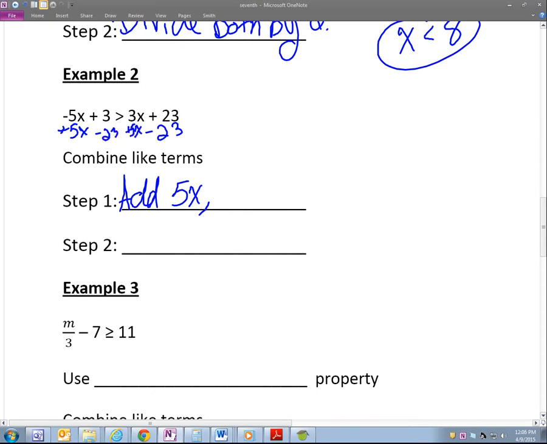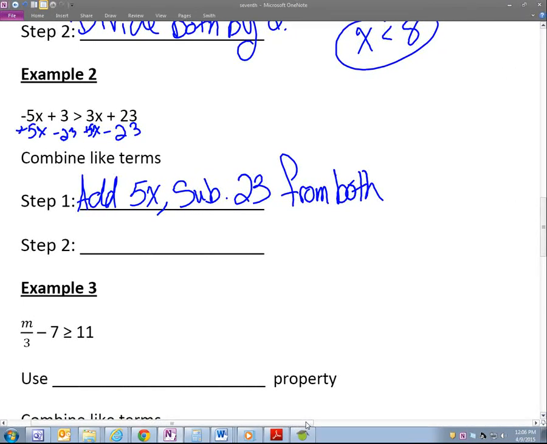Since the variables are going to the right side of the inequality, that means the integers are like, you guys smell bad, I'm out of here. Add 5x, subtract 23 from both. Remember, the variables are asocial, they want to be by themselves.